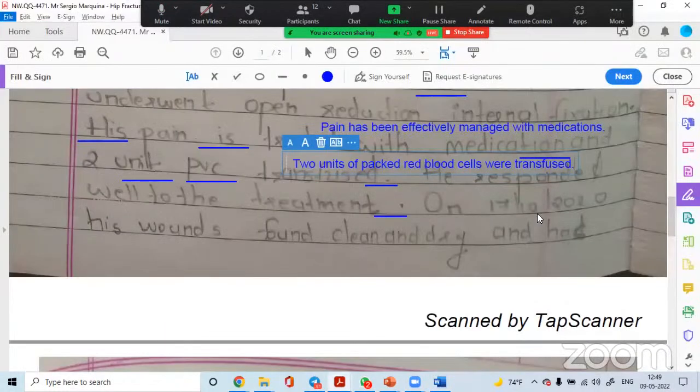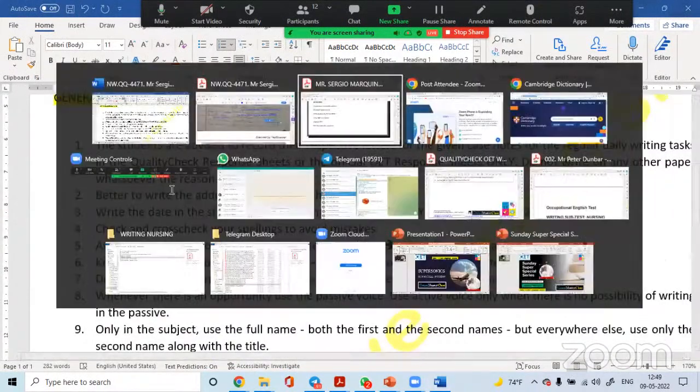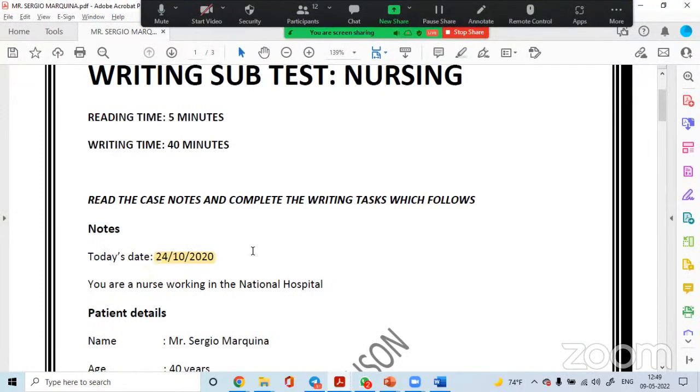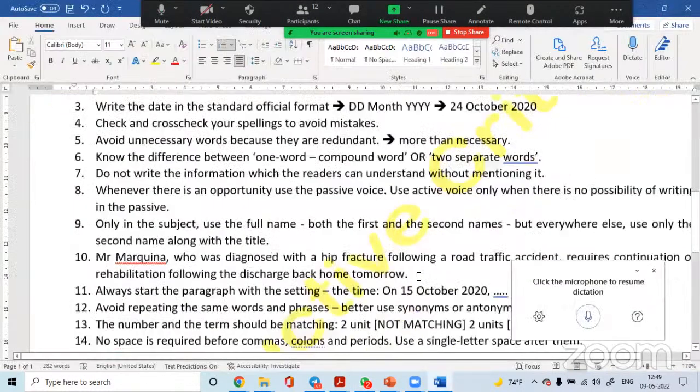On 17/10/2020, don't write like this. You can say yesterday. So today you are writing. What date is today? Today's date is 24. Okay. Correct. No need.